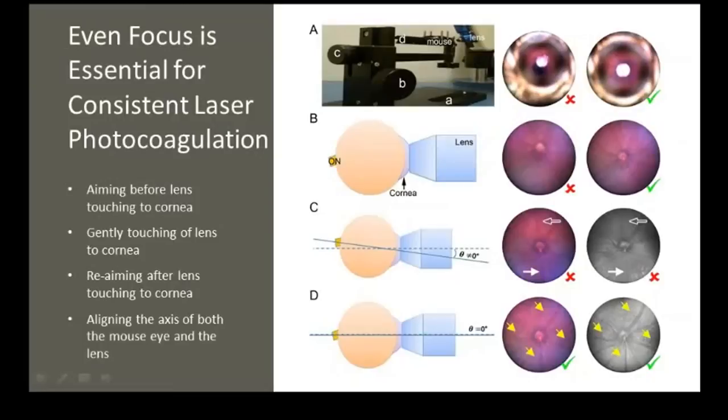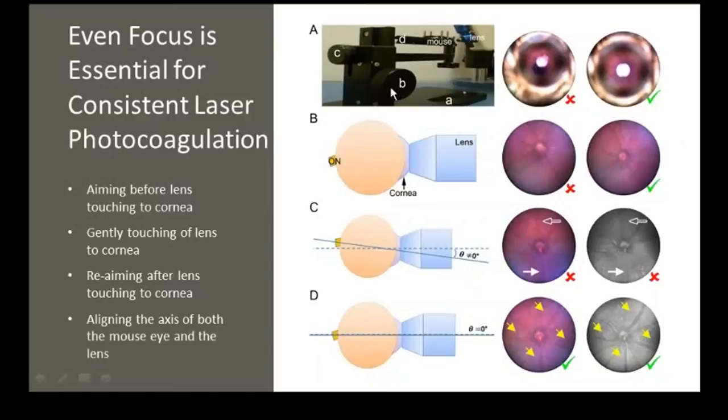The mouse is placed on the mouse holder, which is indicated by letter D in panel A of this figure. The lens should be positioned about 5 millimeters away from the cornea, while the major retinal vessels and the optic nerve head can be observed by adjusting the lens focus. The optic nerve head should be positioned in the center of the visual field by adjusting the horizontal position by moving the base of the mouse holder, which is indicated by letter A here, and adjusting the vertical position by turning the knob B.